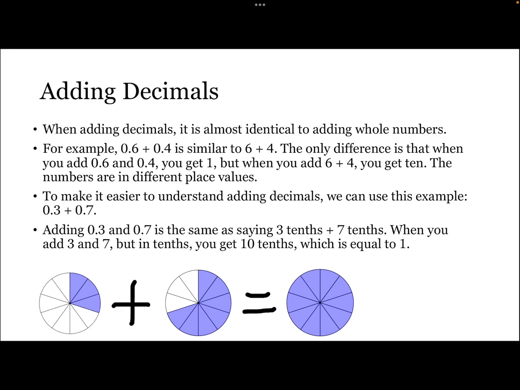To make it easier to understand adding decimals, we can use this example, 0.3 plus 0.7. Adding 0.3 and 0.7 is the same as saying 3 tenths plus 7 tenths. When you add 3 and 7, but in tenths, you get 10 tenths, which is equal to 1. And here is the diagram that I showed. It shows 3 tenths plus 7 tenths will equal 10 tenths, which is just 1.